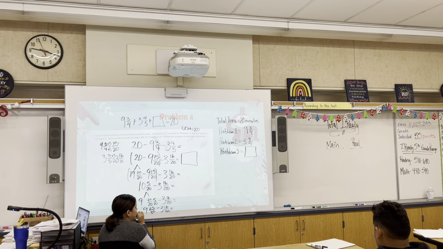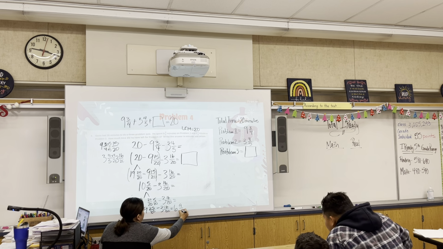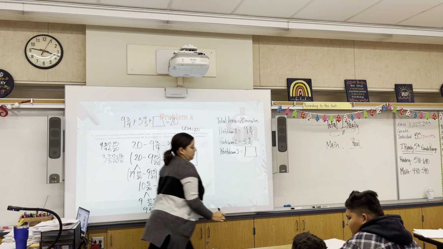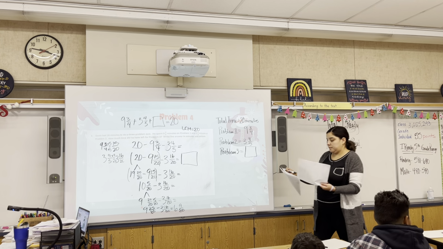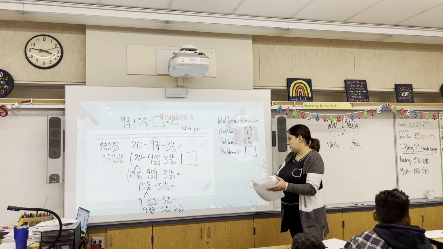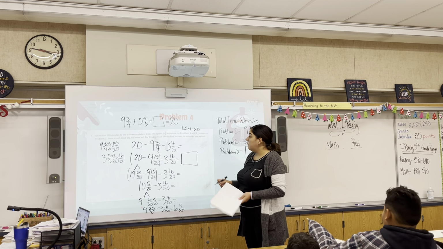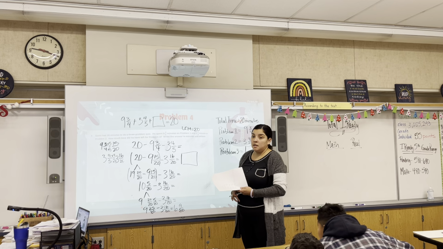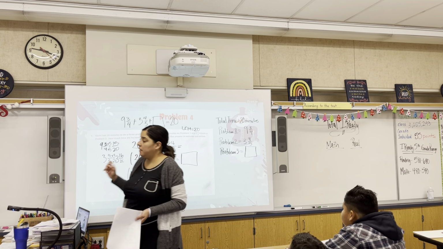What is it? 6 and what? 6 and 9/20. It's not 5. 6 and 9/20. That's the right answer. Is that right? Yeah. Okay. Yes. Okay. Now, what if I was solving it this way?